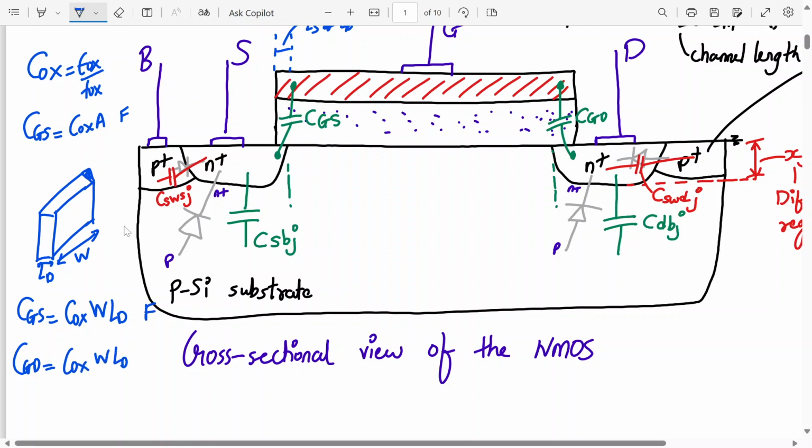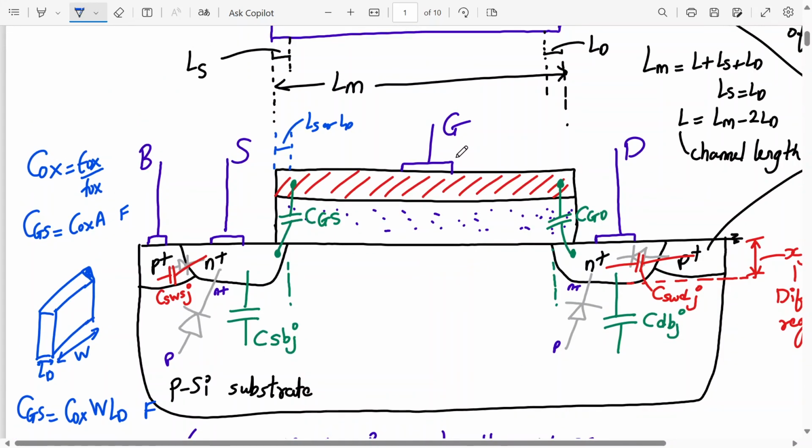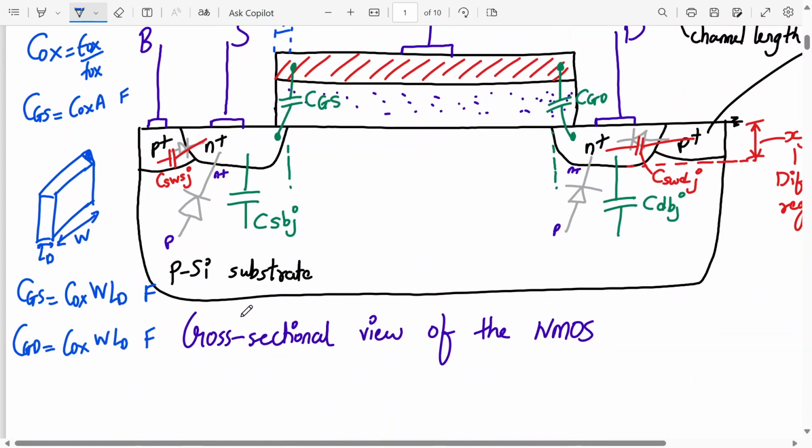So therefore the unit will be in farad. CGS and CGD are the gate to drain and gate to source overlap capacitances, and they do not depend upon any voltage, as you can see. They are present just because of the structure, the way it is connected. The n plus source and drain diffusion regions overlap with the gate. That is why these capacitances are present.